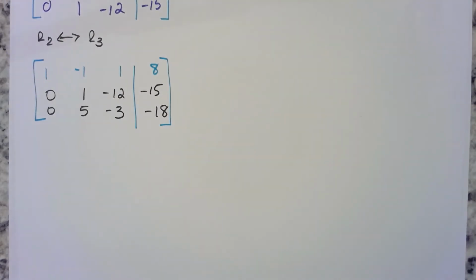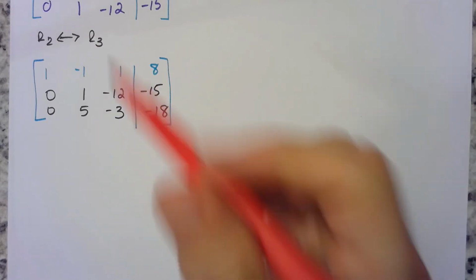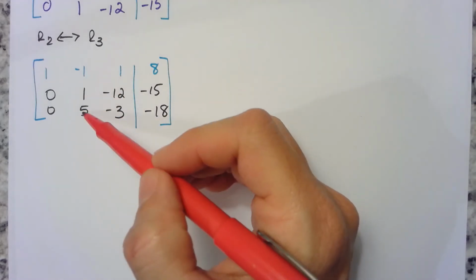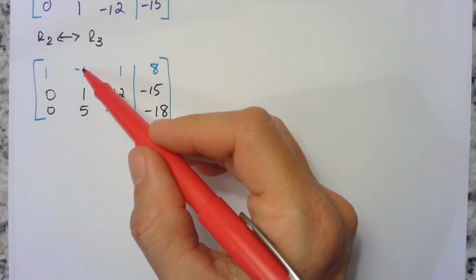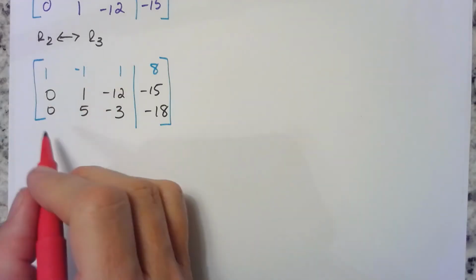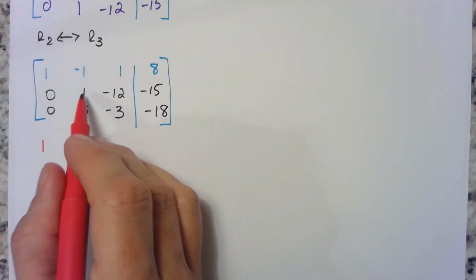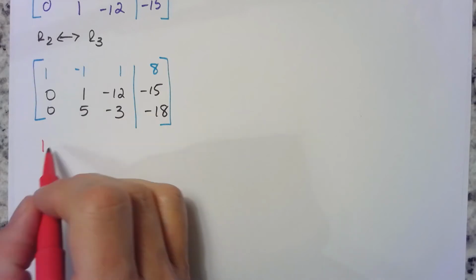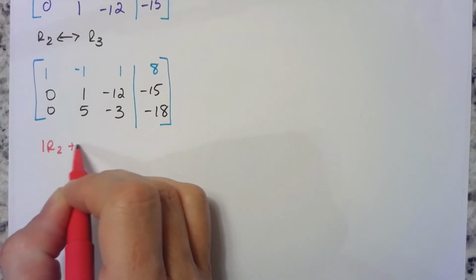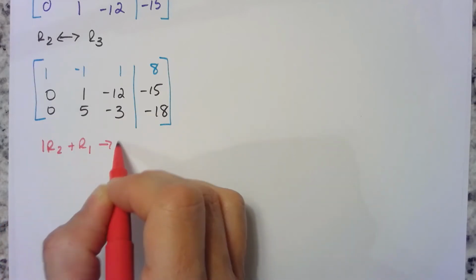So we have that 1 in the middle. Now we need zeros above and below it. So here and here we need zeros. Well, what do you add to negative 1 to make 0? You add a 1. 1 times row 2, because that's where the 1 is that I just got, right? 1 times row 2 plus row 1 is my new row 1.